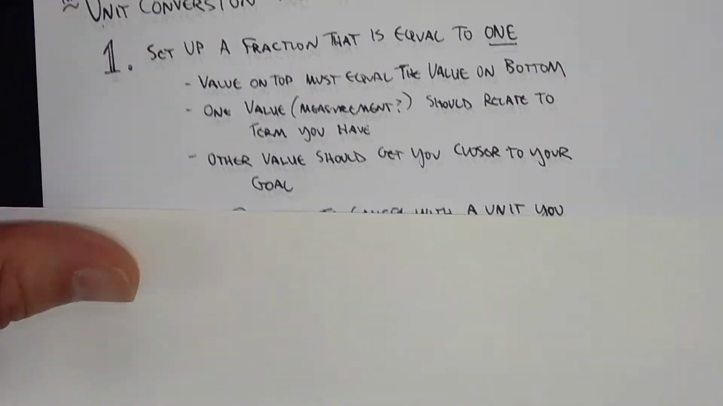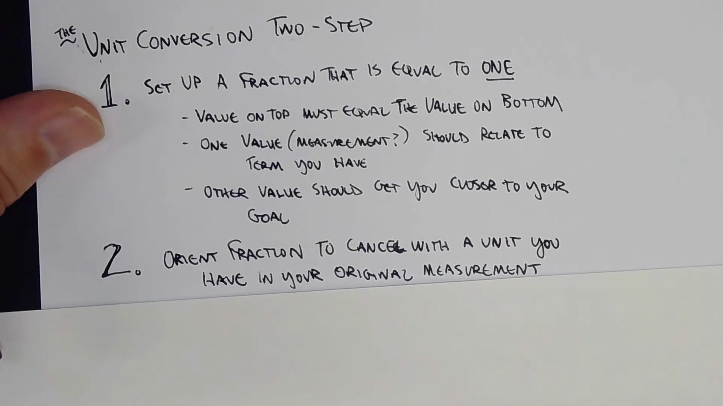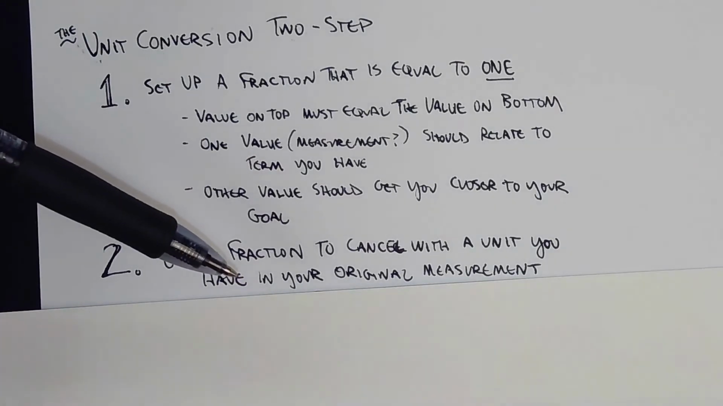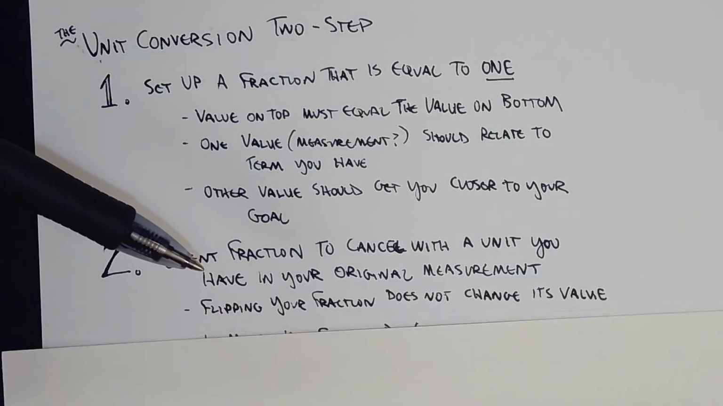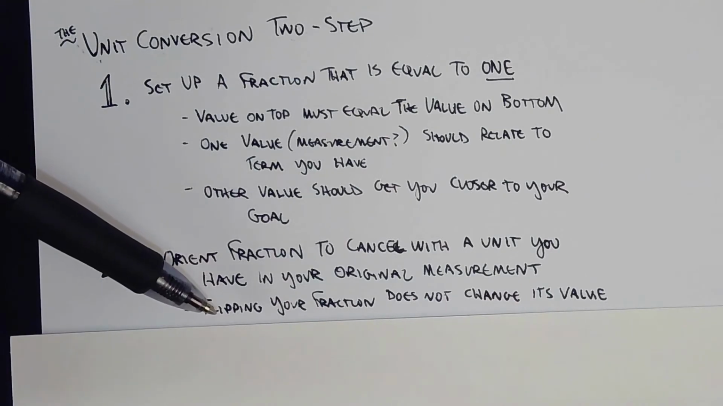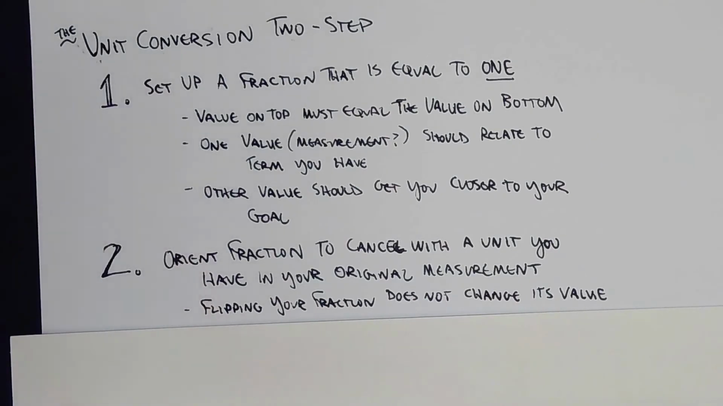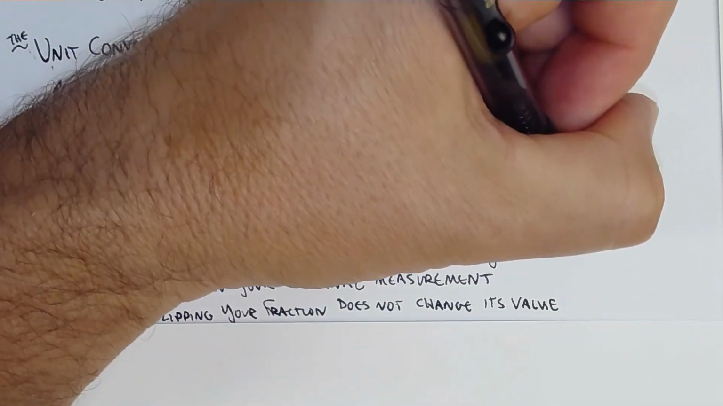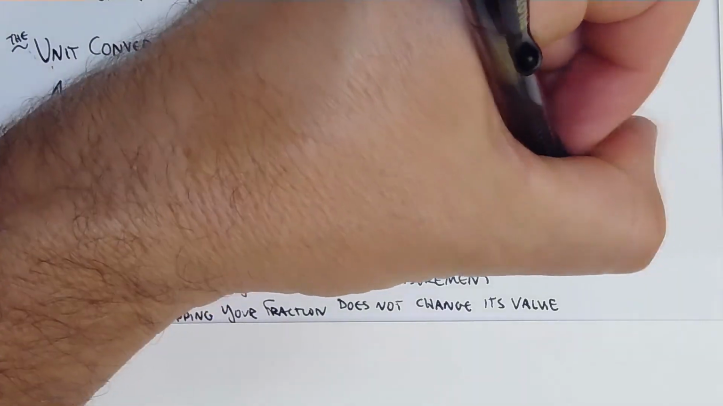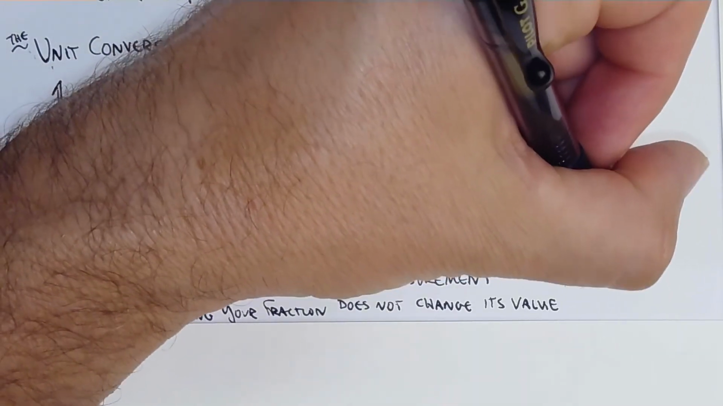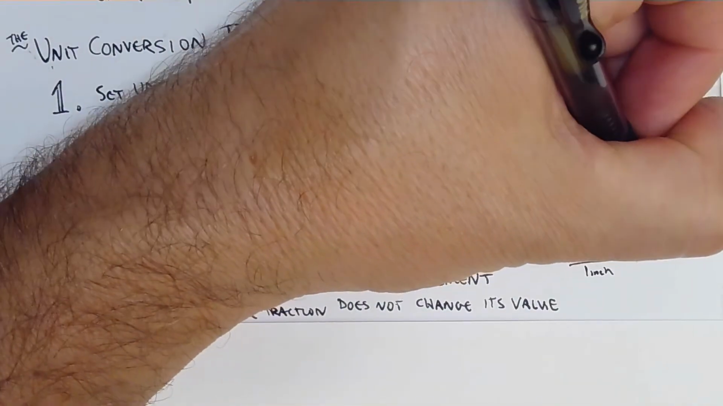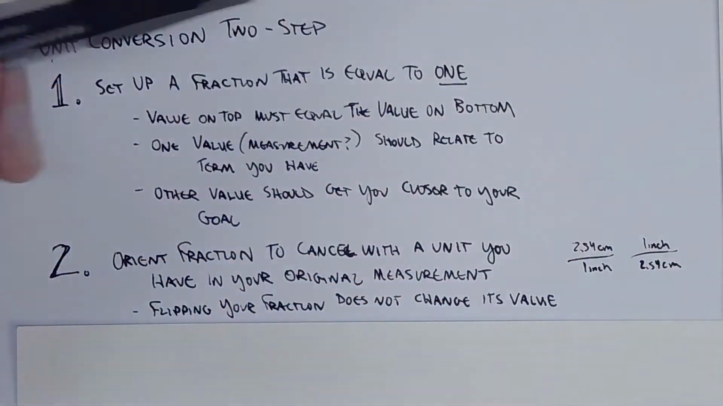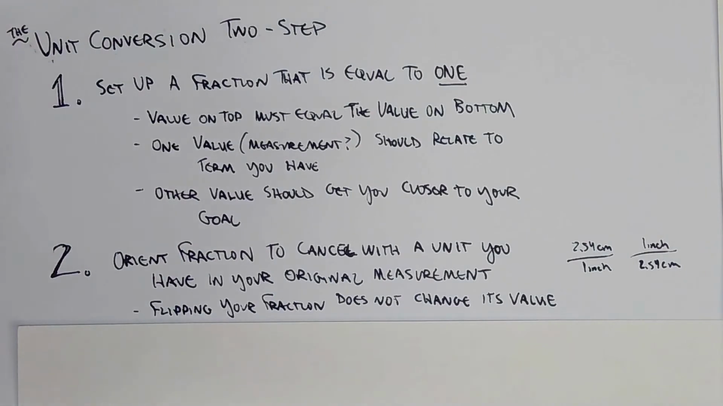Once you have that done, you're going to orient your fraction such that it cancels with a unit you have in your original value, at least somewhere earlier in the calculation. And we might flip our fraction to make that happen. It doesn't change the value of a fraction to flip it. If I write 2.54 centimeters over 1 inch, that is the same as saying 1 inch over 2.54 centimeters. It's the same value. Flipping it doesn't change that at all.